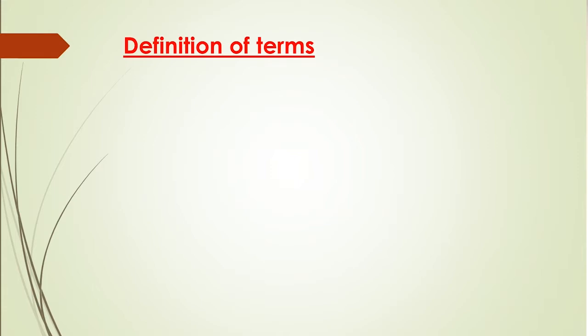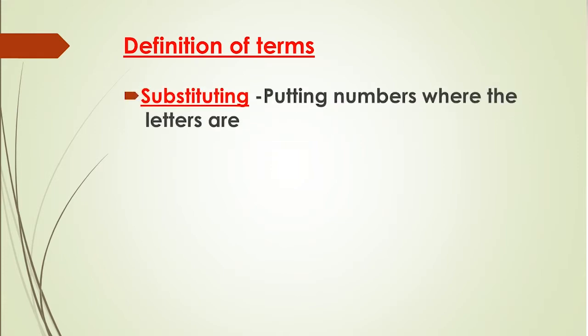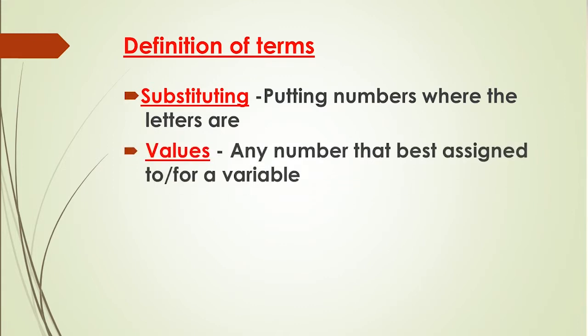Before we go into detail on our topic for today, we have some important words to define first before we move on. On the screen, our first word is substituting, meaning putting numbers where the letters are. So basically, we are replacing the letter using the number. Another one, we have values: any number that is assigned to a variable. So it's a given value for a variable.